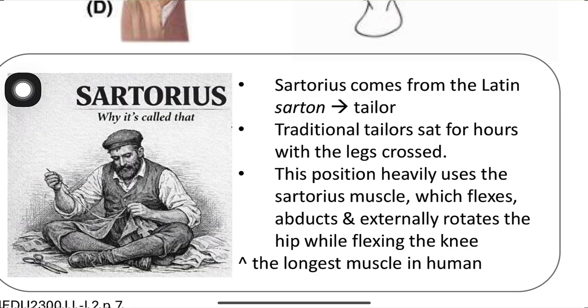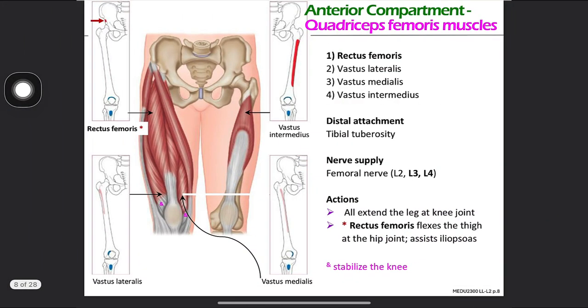Sartorius comes from a Latin word. In the old days they had to sit like this, with the legs crossed, if you do meditation. 嗰啲打坐嗰啲咧，你隻腳咪要翹晒咁嗰啲咧，OK？Then you have to have a strong sartorius. Another amazing part is that this one is the longest muscle in the human body, the longest one.